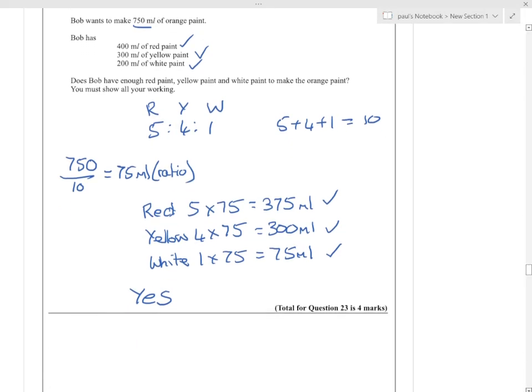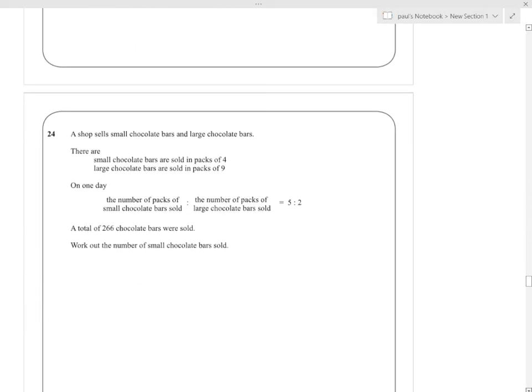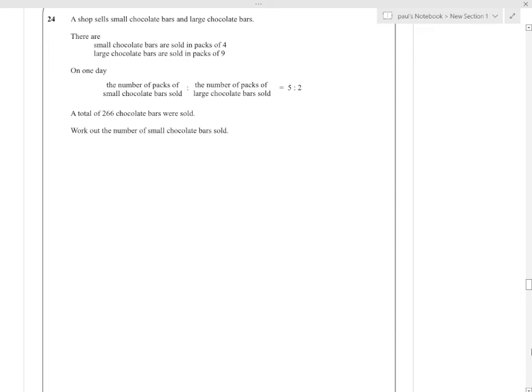So, next question is question 24. You get loads of questions in these exams. Look, I've got loads there. Look, I've got all the way to go down there, yeah?